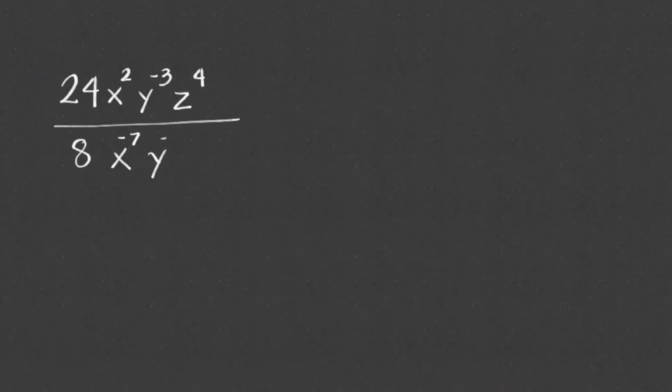24 x squared y raised to the negative 3 z raised to the 4th power divided by 8x raised to the negative 7 y raised to the negative 5 z raised to the 6th power. So 24 divided by 8 is 3. So x raised to 2 minus negative 7. So negative times negative is positive. So therefore, x raised to 2 plus 7 is equal to x raised to the 9th power.